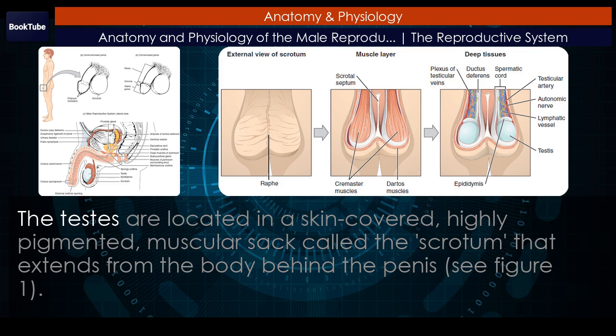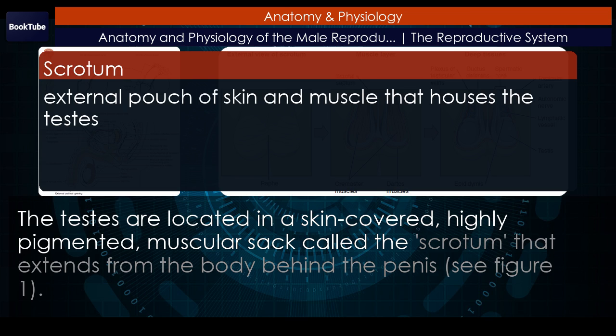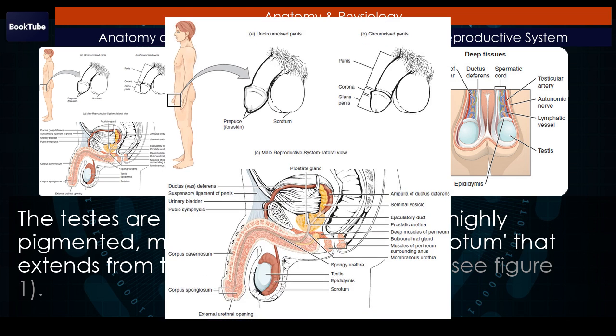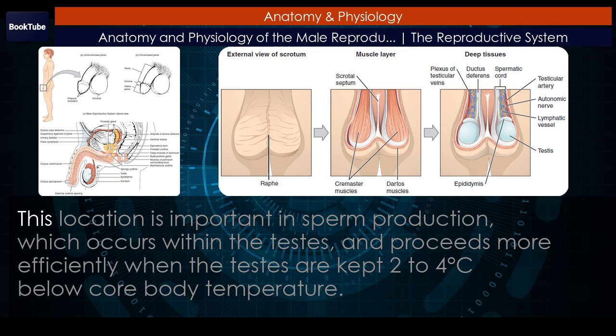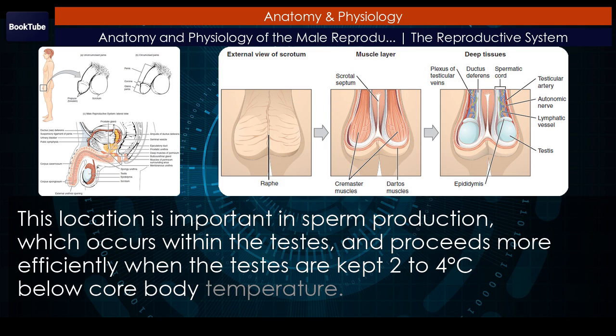Scrotum. The testes are located in a skin-covered, highly pigmented, muscular sac called the scrotum that extends from the body behind the penis. See Figure 1. This location is important in sperm production, which occurs within the testes, and proceeds more efficiently when the testes are kept 2 to 4 degrees Celsius below core body temperature.